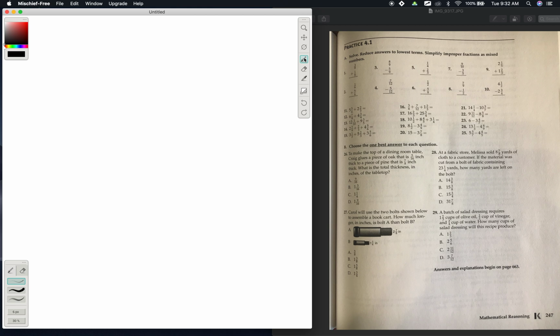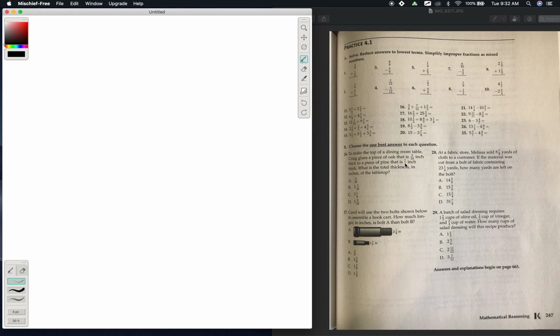Okay, so let's move down. Let's read this first. Choose the one best answer to each question. So this is obviously multiple choice. To make the top of a dining room table, Craig glues a piece of oak that is 5/16 of an inch thick to a piece of pine that is 7/8 inch thick. What is the total thickness in inches of the tabletop?